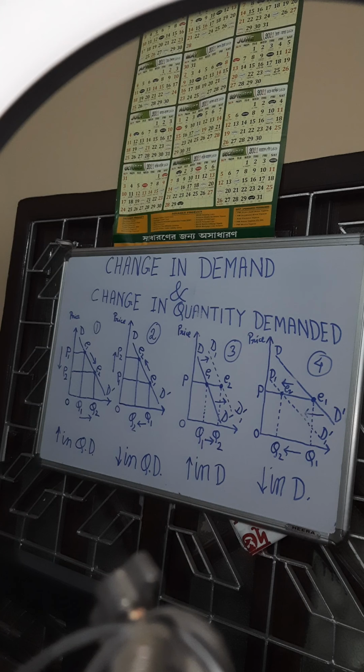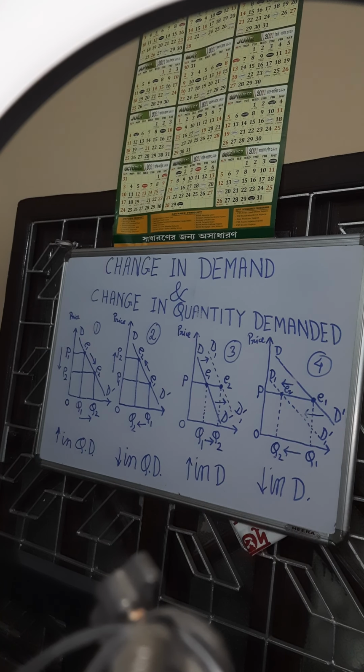See here, four diagrams have been represented. These four diagrams are to explain about change in demand and change in quantity demanded. The first two diagrams are representing change in quantity demanded, and the last two diagrams, diagram 3 and diagram 4, indicate change in demand.